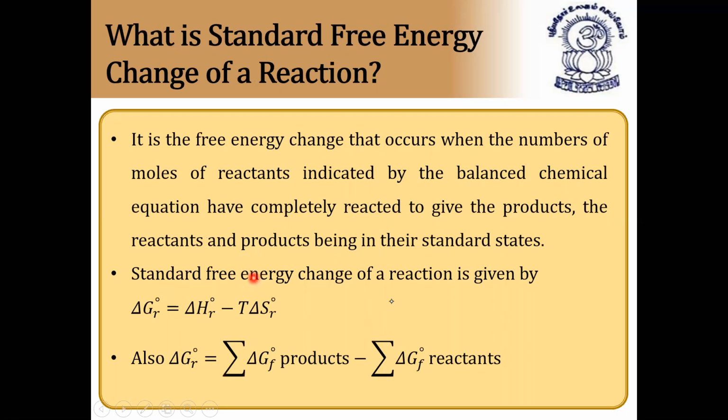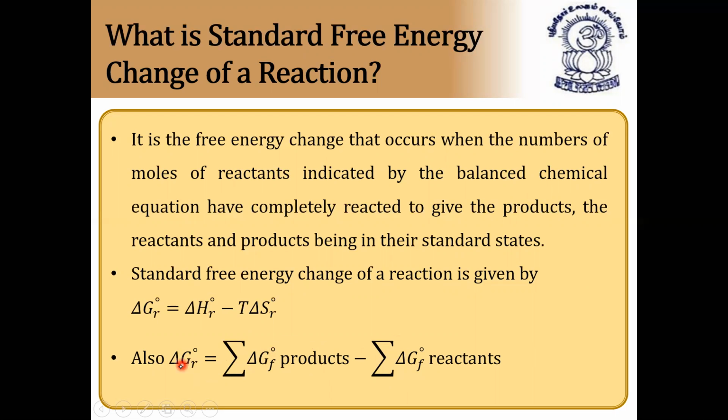So the standard free energy change of a reaction is given by delta G of the reaction is equal to delta H, enthalpy of the reactants, minus T delta S of the reactants. Also, delta G of the reaction is equal to sigma delta GF of products minus sigma delta GF of reactants. Sigma delta GF means all the products: free energy change of products minus free energy change of reactants.